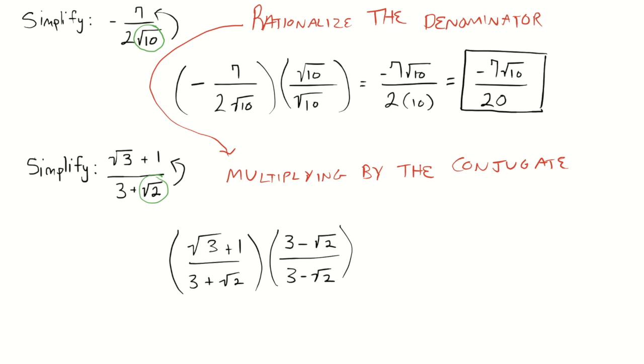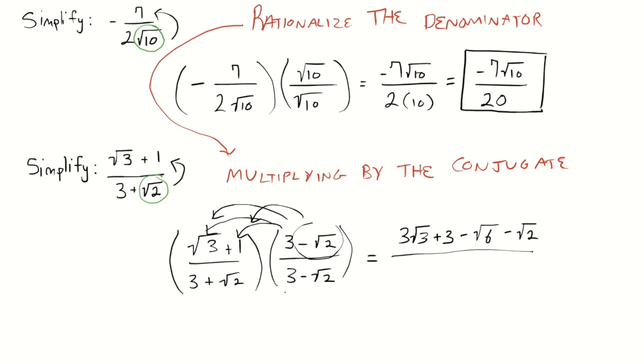And why we choose to do this is because of what happens. Watch this. We're going to distribute. We're going to get 3 rad 3, and then 3 into the other part, plus 3. And now I have to take the negative rad 2 and distribute that too. So negative rad 2 times rad 3 is negative rad 6, and then negative rad 2 times 1 is negative rad 2.